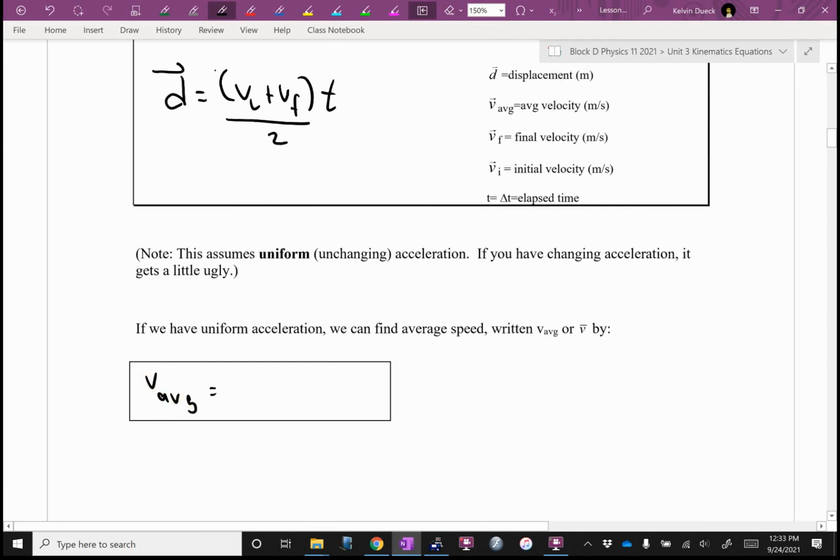So if we have uniform acceleration, we can find average speed by, add them up and divide by 2. VI plus VF over 2. Oh, by the way, sorry, in this box, you can also put a vector sign over VI and a vector sign over VF now. That's the vector version of that equation up there. And what that means is if you're going backwards, make it negative. If you're going forwards, make it positive. If you're going down, make it negative. If you're going up, pay attention to your directions. Okay. So we have average velocity, is that there? Or average speed, is that there?